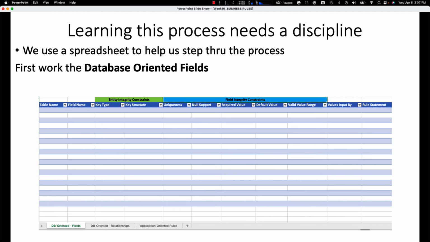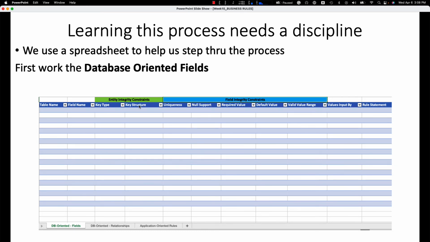There is a spreadsheet that you can download from Blackboard, and that's what I would recommend and what has been found to be a good way to get started on business rules. There are different tabs: database-oriented fields, database-oriented relationships, and application-oriented rules. First we're going to work on the database-oriented fields, and so we're going to talk about a table name and a field name. Does that field need to be a key?